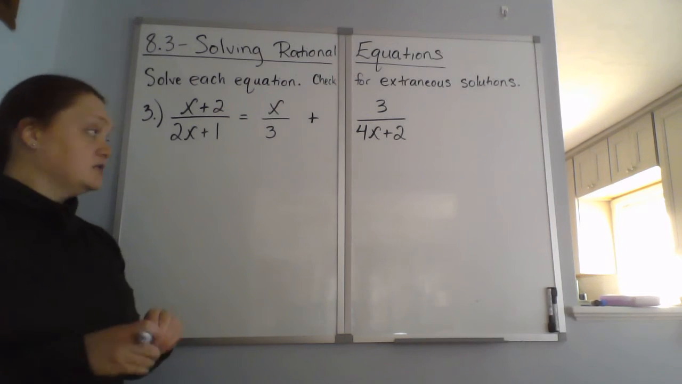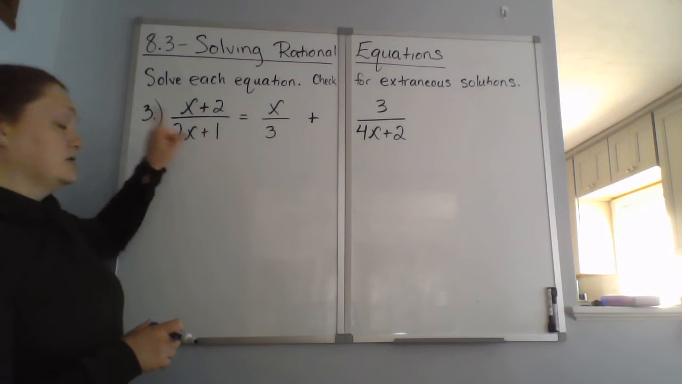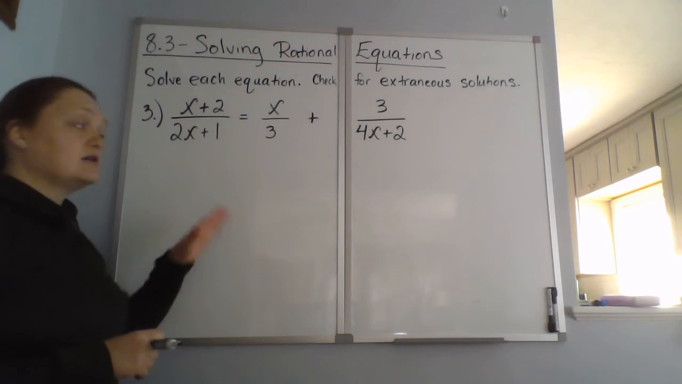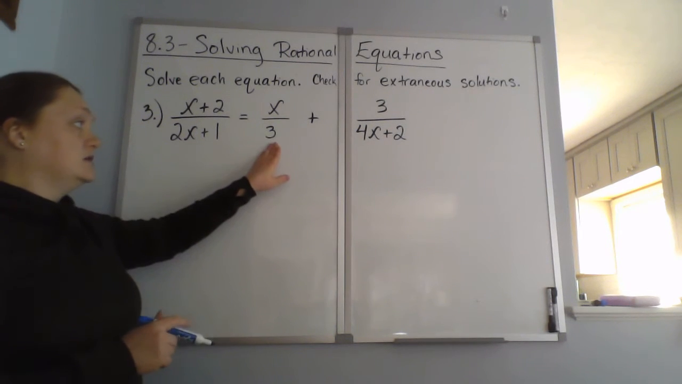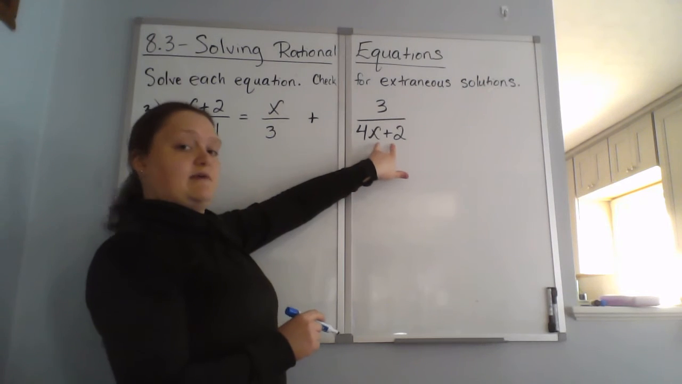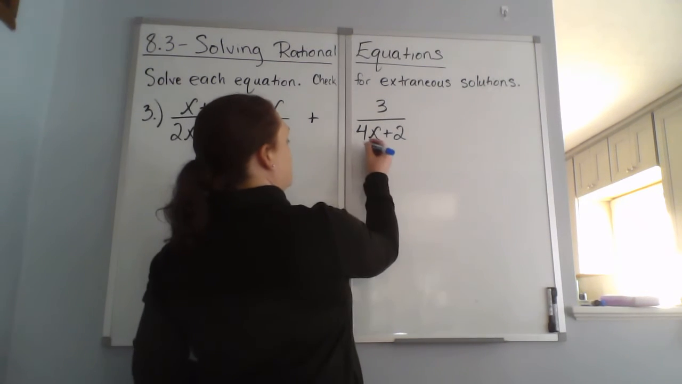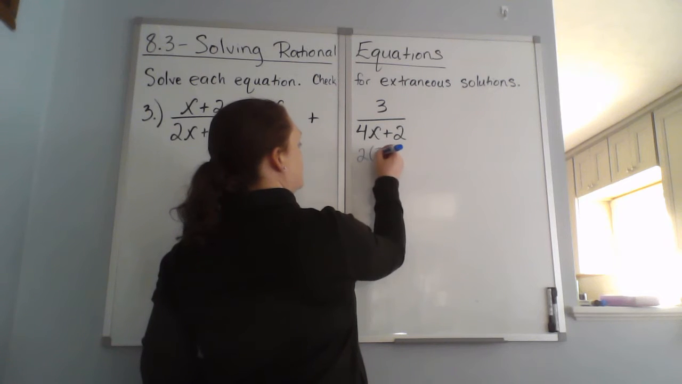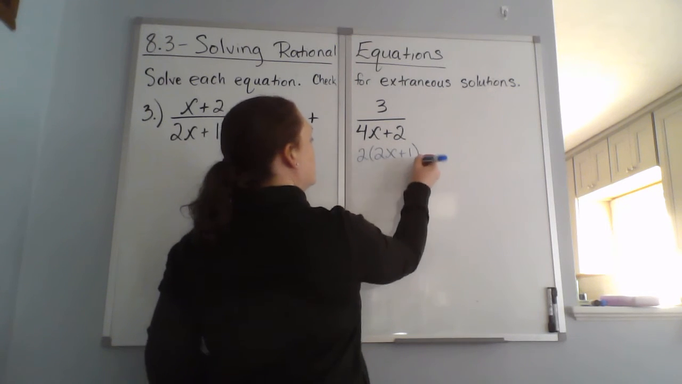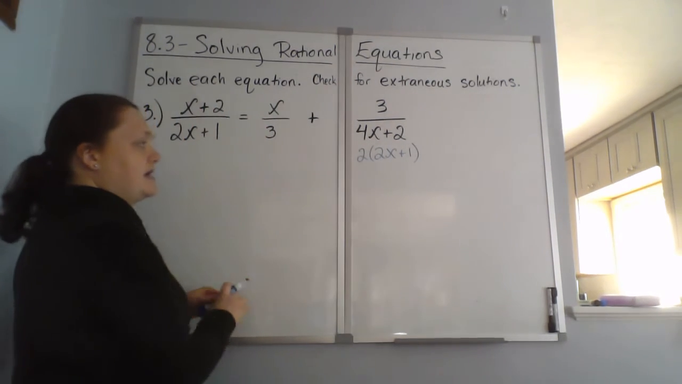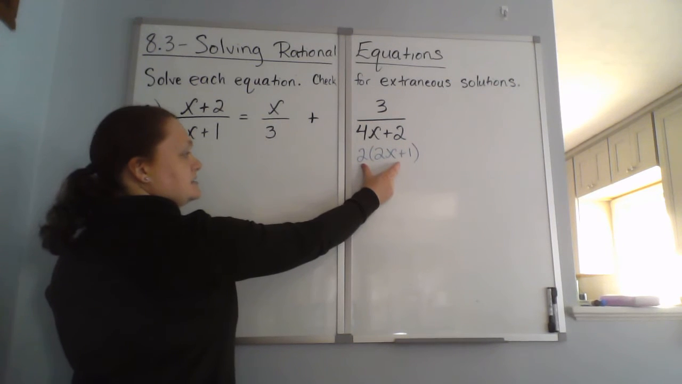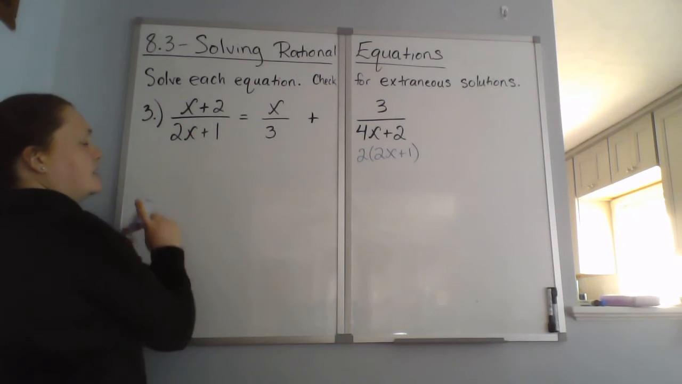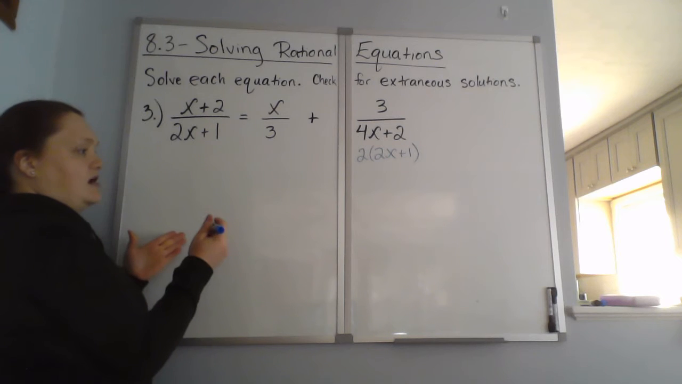Okay? So there's nothing that I can do with 2x plus 1. There's no GCF, there's no difference of squares, that's factored. 3 is just a single number, but over here there's a GCF involved. So this is really 2 times 2x plus 1. Now we can see there's a little bit of commonality between the last denominator and the first denominator. So we want to think about what that least common denominator would be here.